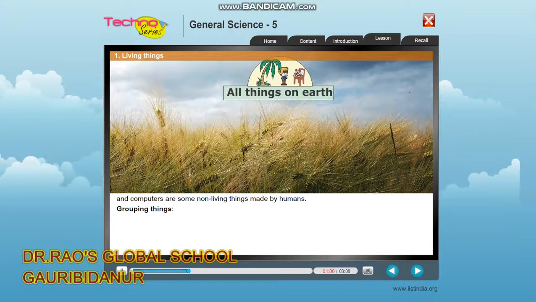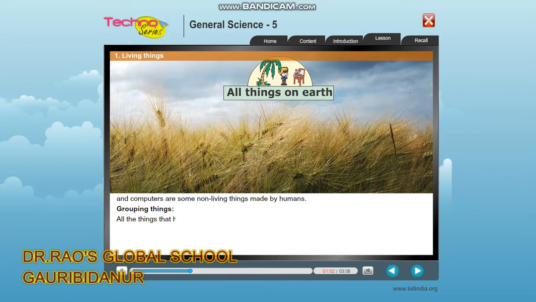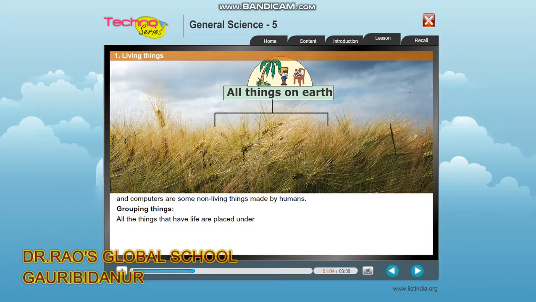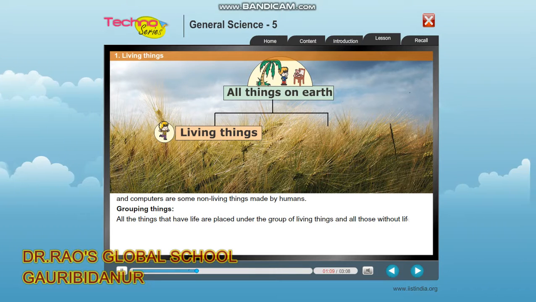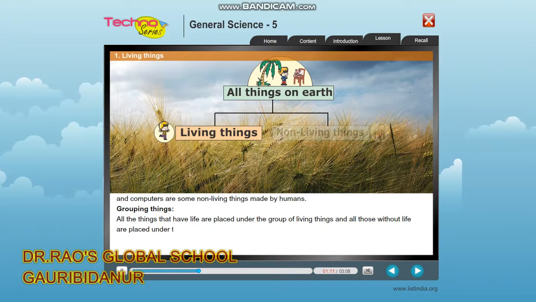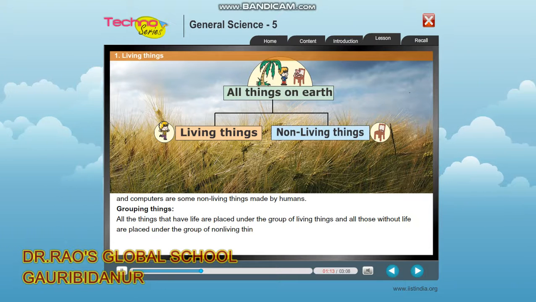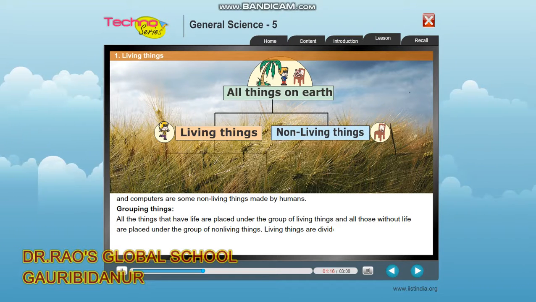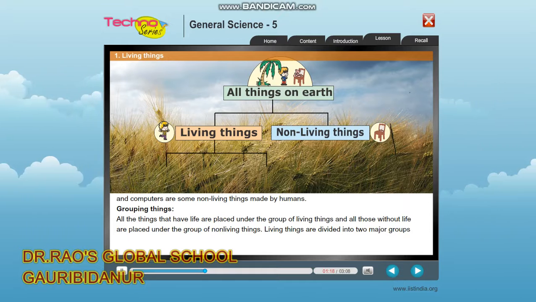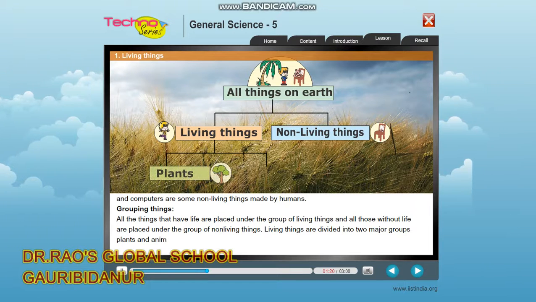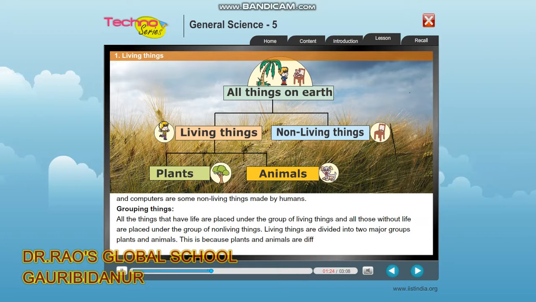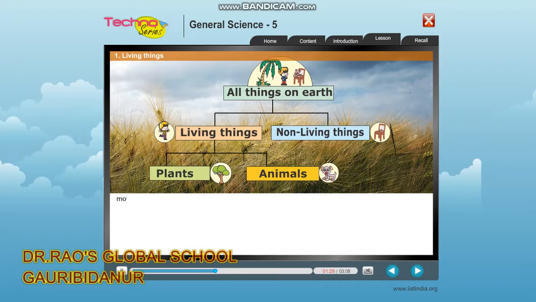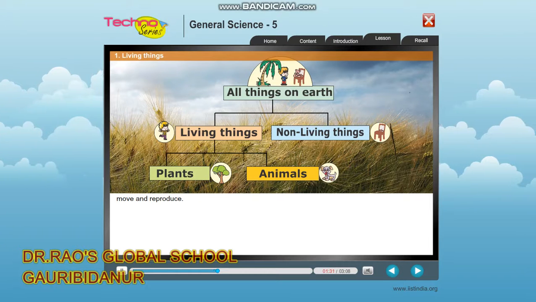Grouping things. All the things that have life are placed under the group of living things, and all those without life are placed under the group of non-living things. Living things are divided into two major groups, plants and animals. This is because plants and animals are different in the way they live, eat, move, and reproduce.